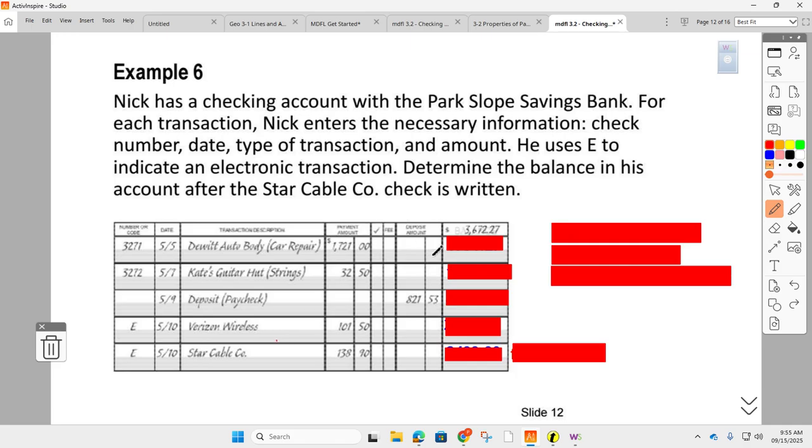Always start with the balance, your beginning balance right here, from page to page. This is not necessarily an end of statement or end of the week. Once you fill up the previous page, you bring down the balance. So we have a balance here. You put that balance at the top of the next page. So from this page, right now, the balance is $3,672.27. So we should start with that balance.